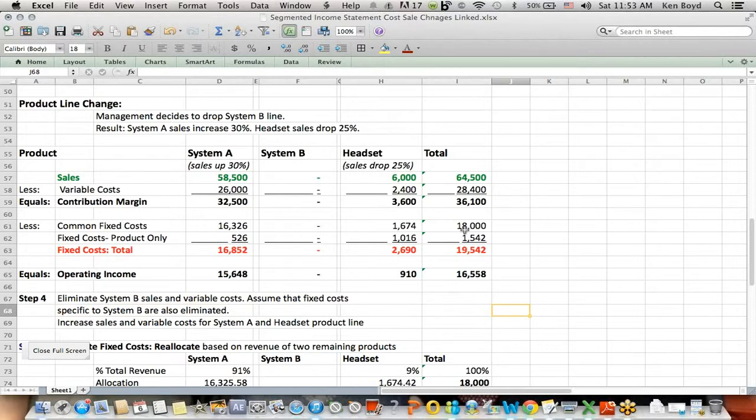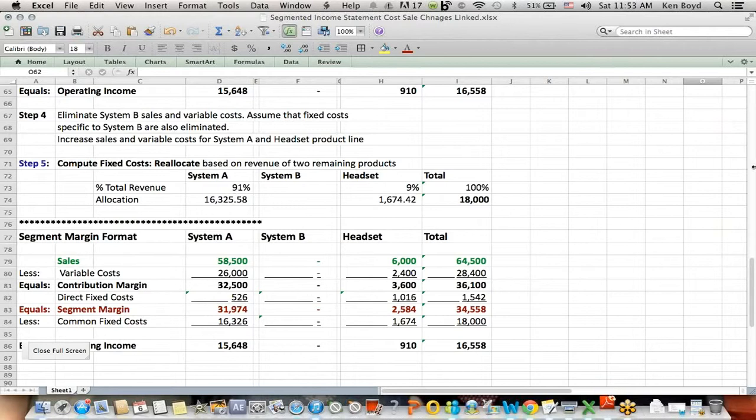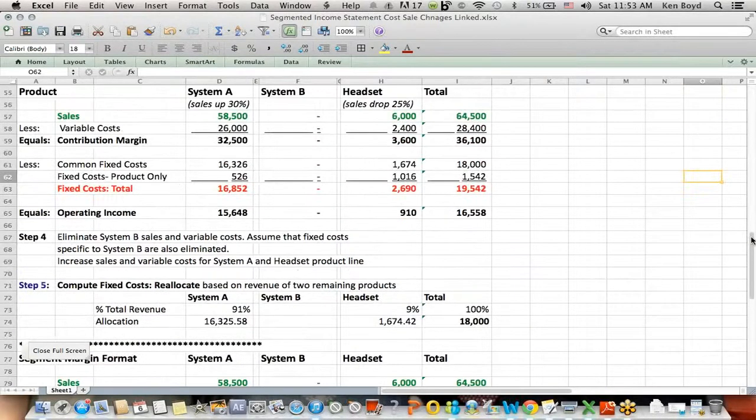But then I also have to take the 18,000 in common costs and reallocate it between A and headset, based on their percentage of the new revenue number. So that's what I do down here. For example, System A's revenue is 91% of that total, so they get 91% of the $18,000 cost allocation, which is linked to the 18,000 up above. You can see that I add a cross check, and all the direct costs are now reallocated.